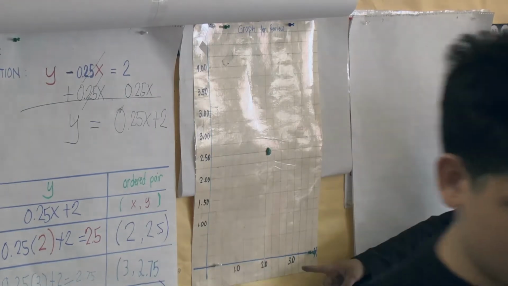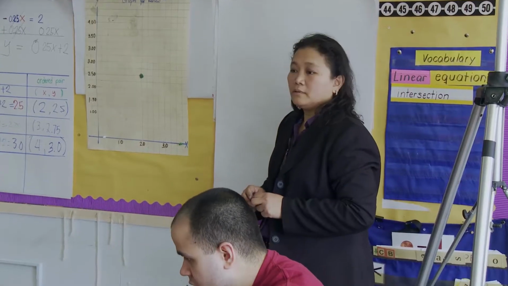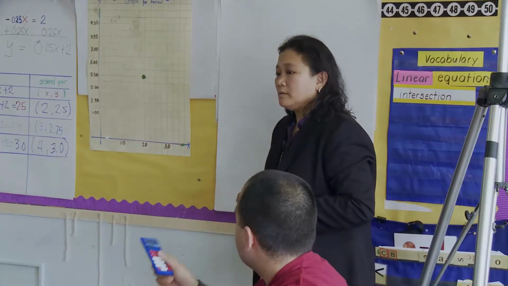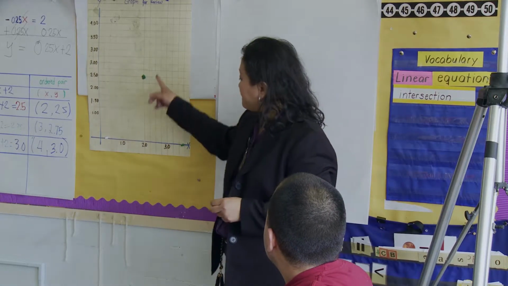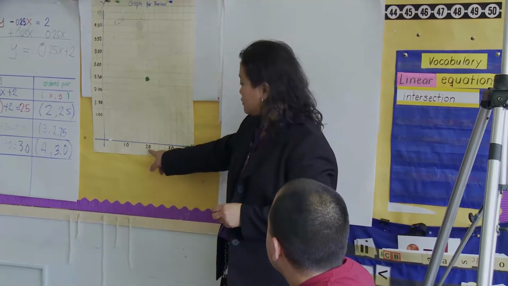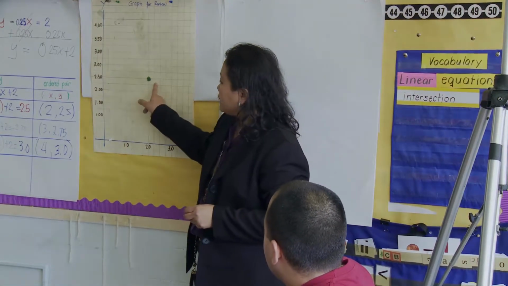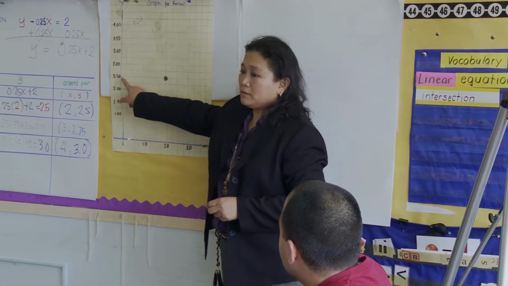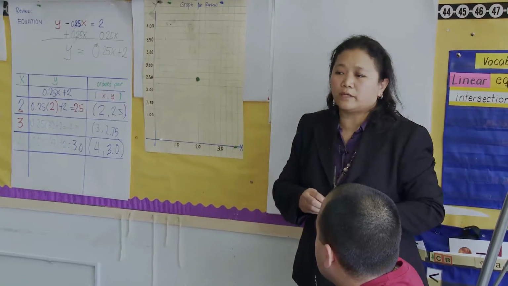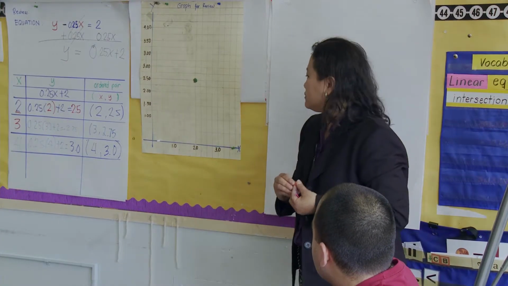Do you agree to this? Yes. Angel, why do you agree? I agree. Where is the x? It's right underneath 2.0. And y is at 2.50. Next point. Where's the next point? Who would like to do the second point? Angel.